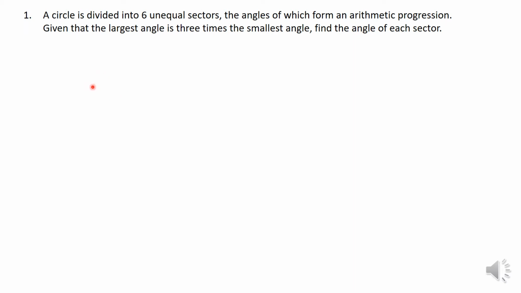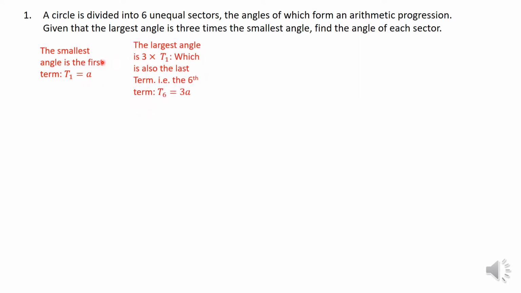So let me bring in the first question. This is what I know: the smallest angle is also the first term, which we are going to denote with the letter a. Then the largest angle is 3 times the smallest angle, which is also the sixth angle, or the sixth term, because you have a circle that is divided into 6 unequal sectors. So the sixth sector is the largest angle, and it will be equal to 3a.